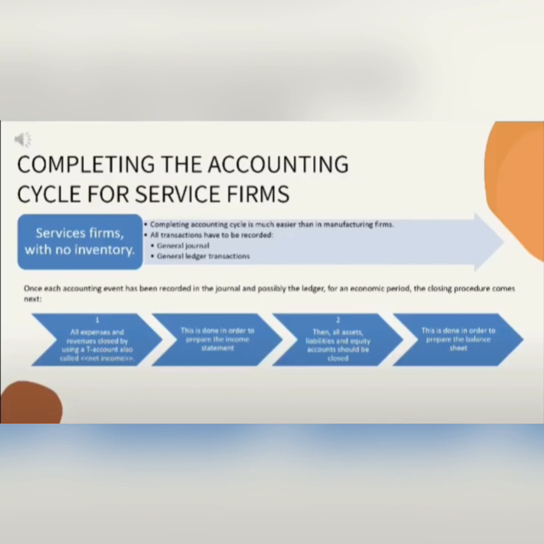First of all, expenses and revenues are closed by using the T account, also called the net income. This is done in order to prepare the income statement. Afterwards, all assets, liabilities, and equity accounts should be closed. This is done in order to prepare the balance sheet.